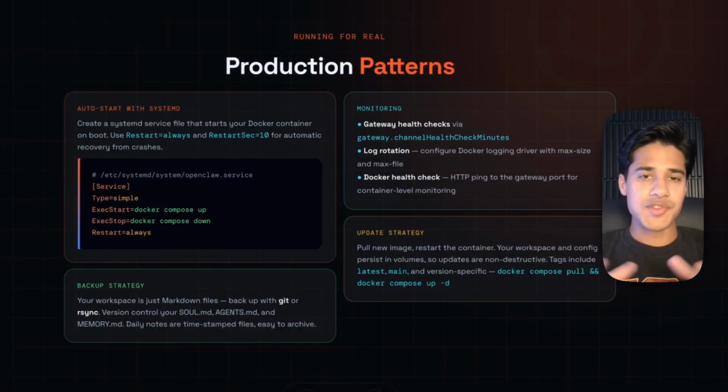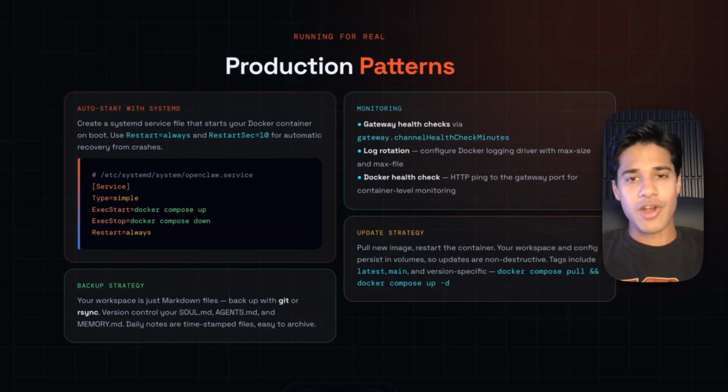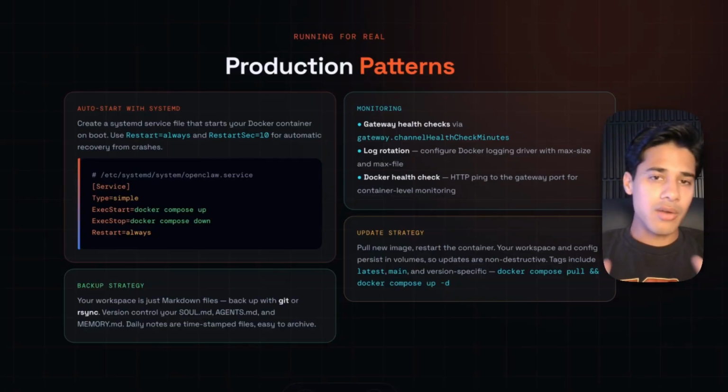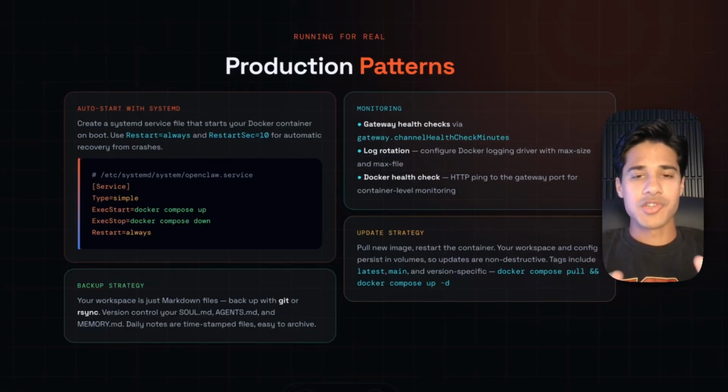For auto start, you want to create a systemd service file that runs docker compose up on boot and docker compose down on stop. Set Restart=always with RestartSec of 10 seconds so the container recovers automatically from crashes. This is a standard pattern for any long-running Docker service on Linux. Log rotation is important because agent logs grow very fast. Every conversation, every tool call, every sub-agent spawn generates output. Configure Docker's logging driver with max-size and max-file limits so logs don't eat up your disk.